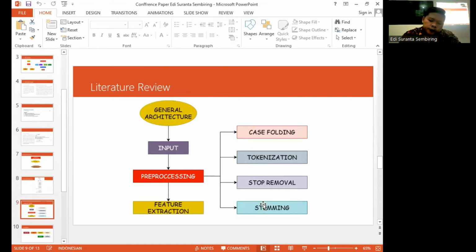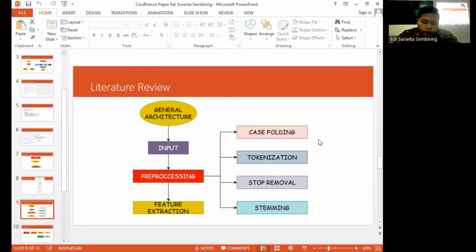Okay, I will explain the image above regarding the process flow from the general architecture: input, pre-processing, and feature extraction. Input: collecting data, public comments about COVID-19, through the crawling technique. The data used consists of two types, namely training data and testing data. And then pre-processing. The pre-processing step is carried out to prepare the data to be more structured. The pre-processing step is divided into several steps.